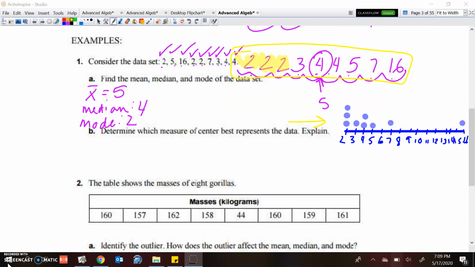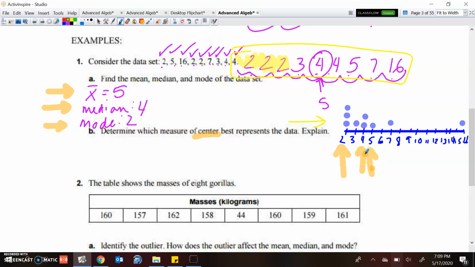All right, so which measure of center best represents the data? When I look at this visually, I can see that 2, which was our mode, is right here. It doesn't really represent the center of the data, right? It's very far at the extreme. All right, my next measure of center is 4, which is right here. And then the last thing I have is 5, which is right here.